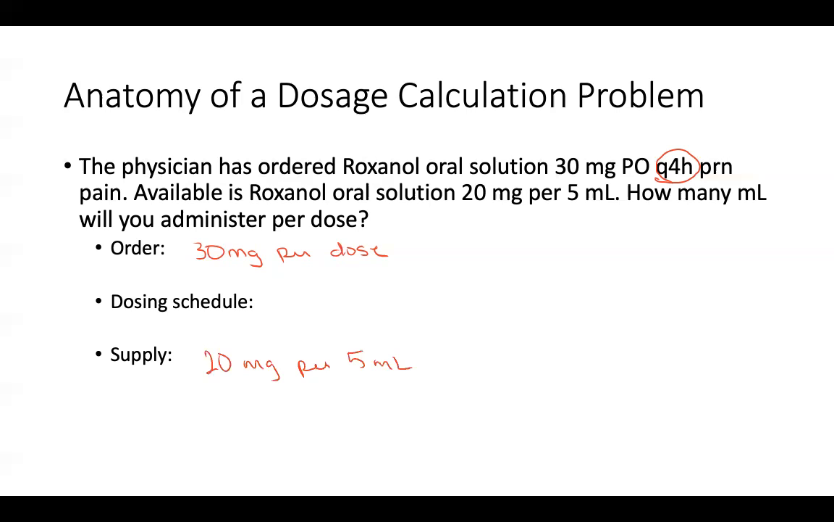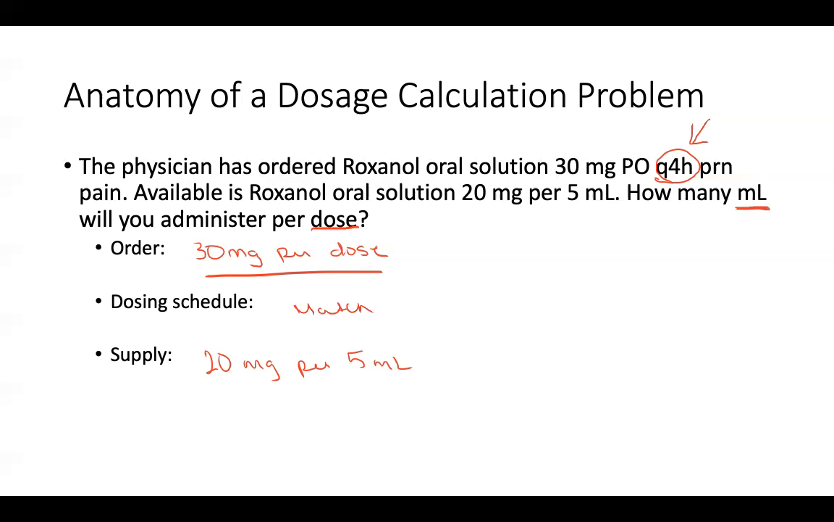So let's start by looking at the order. The order is per dose, right? We just wrote it right up here, right? Okay, so let's compare that to what the question is asking. The question says, how many milliliters will you administer per dose? So the question is asking us per dose as well. So the dosing schedules match.